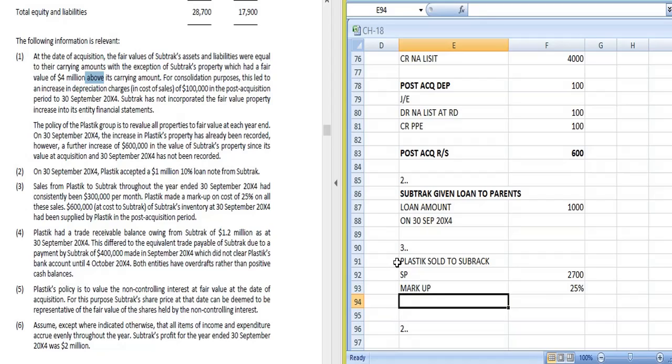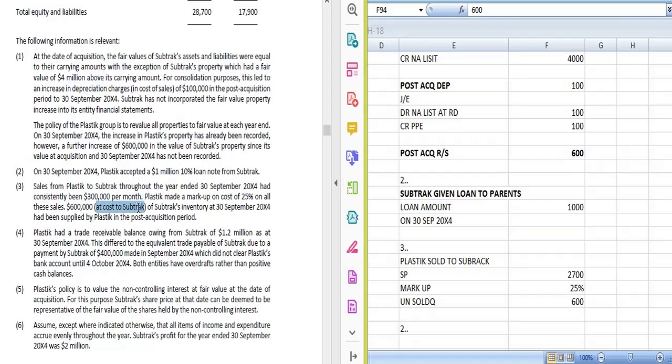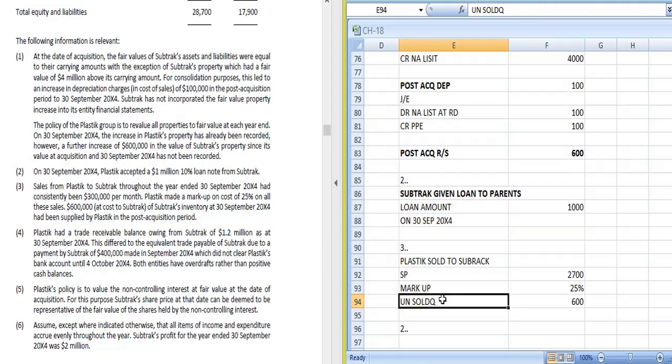On all these sales, 600,000 at the cost to subtract inventory as of 30 September 2004 had been supplied by plastic in the post acquisition period. So unsold amount is 600. So basically this is a selling price. Don't get confused with the "at the cost to subtract". Obviously the cost at which the subtract purchased from the parent is the selling price for the parent, but the same will be the cost for the subsidiary. So it is a selling price, not the cost. Just be careful with the sentence.